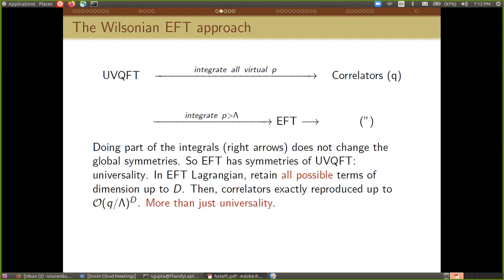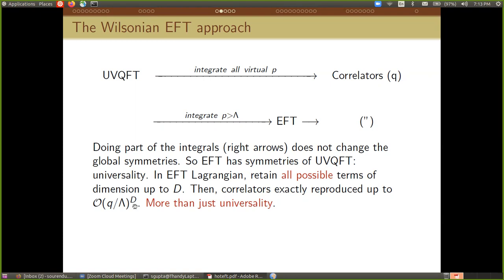Right, where was I? Yeah. So the next step is dimensional analysis. In the EFT Lagrangian, you could have different kinds of EFT Lagrangians which have the same universality, but they give you better and better approximations to the correlators. You could do that if you retain all possible terms in the EFT which satisfy a certain symmetry, using operators of up to mass dimension D. If you do this, then the correlators that you're interested in are reproduced accurately up to order Q by lambda to the power D.